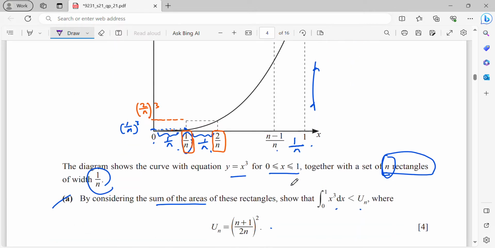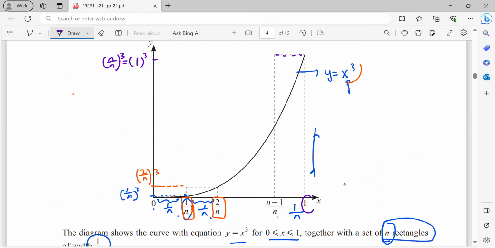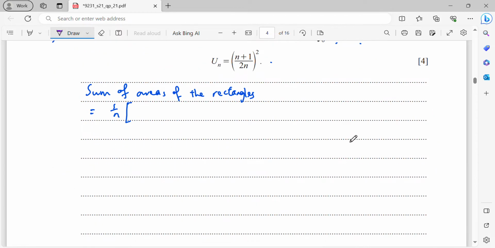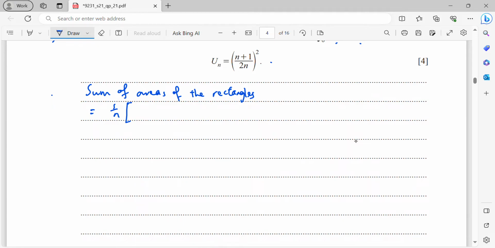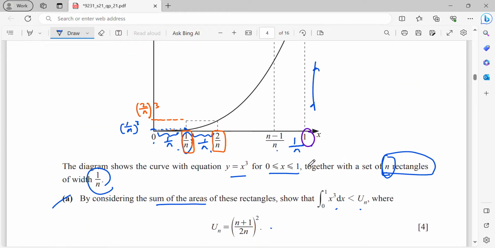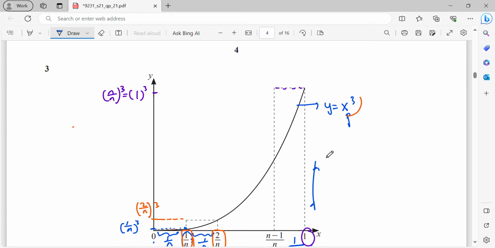Okay, so remember we are referring to the second ordinate for the height. So here I will be getting 1 over n cube for the first rectangle. Second rectangle, 2 over n cube plus 3 over n cube plus until n over n cube. Okay, which is from the graph.